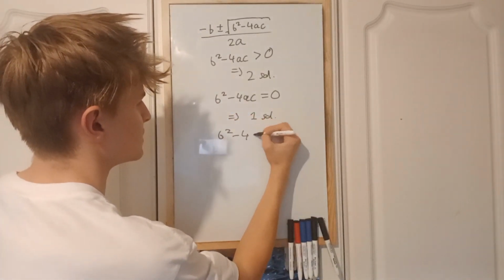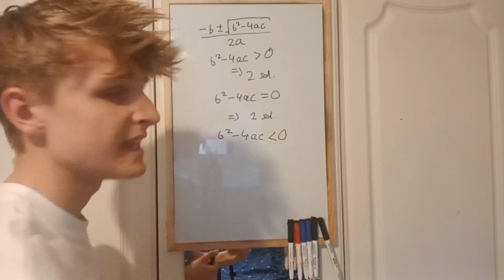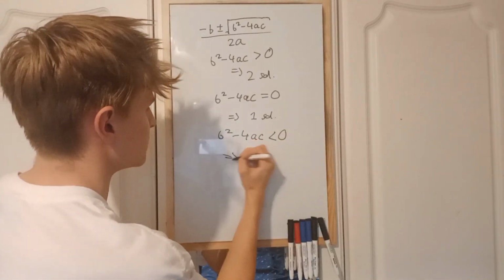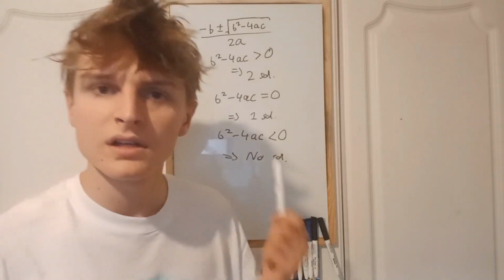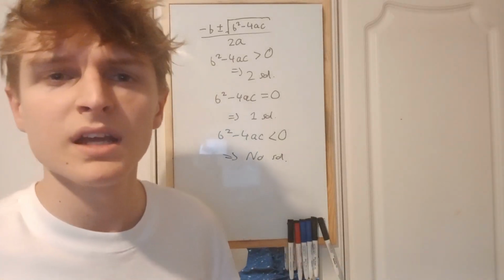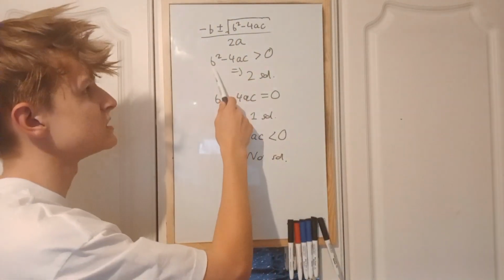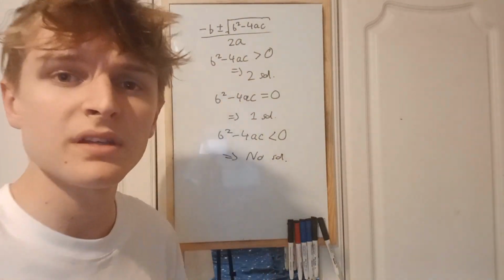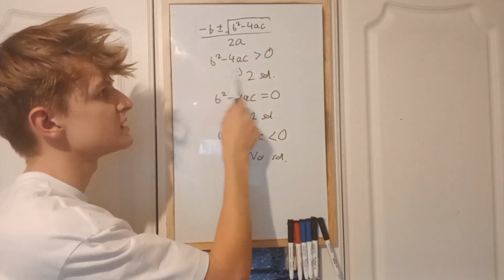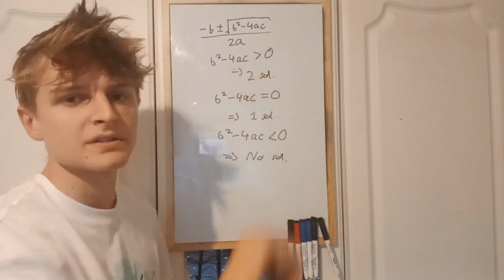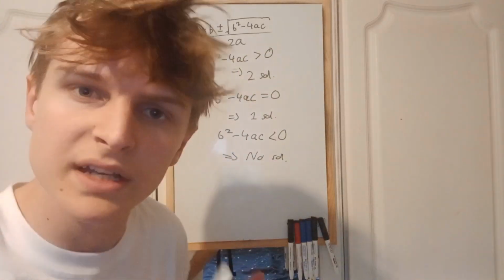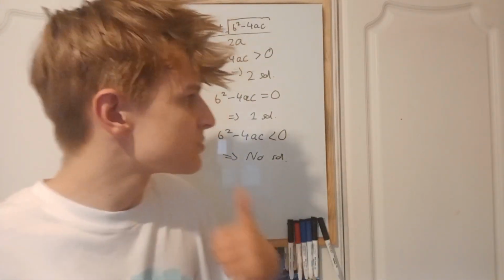So if b squared minus 4ac turns out to be less than 0, then we'll get no solutions to the quadratic. That is how we can just look at a quadratic equation and know how many solutions it will have. All you do is look at the values of b, a, and c, and put them into this, which is called the discriminant, and check which of these three conditions it satisfies. You can see exactly how many solutions it has. So that's pretty good, my boys.